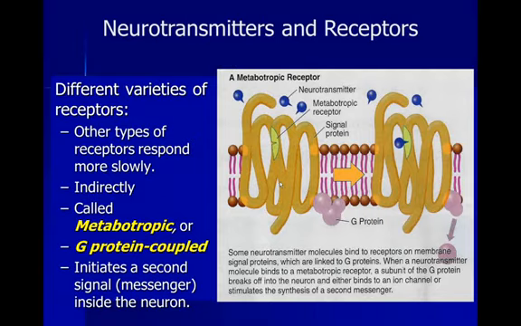Other types of receptors respond more slowly, and they are indirectly affecting neurotransmission, and these are usually called metabotropic or G-protein coupled receptors. What happens here is this initiates a secondary signal or messenger inside the neuron. So some neurotransmitter molecules bind to receptors on the membrane, signal proteins, which are linked to G proteins. When a neurotransmitter molecule binds to a metabotropic receptor, a subunit of the G protein breaks off into the neuron and either binds to an ion channel or stimulates the synthesis of a secondary messenger. And so rather than opening or closing an ion channel itself, it causes a later effect to open or close an ion channel.